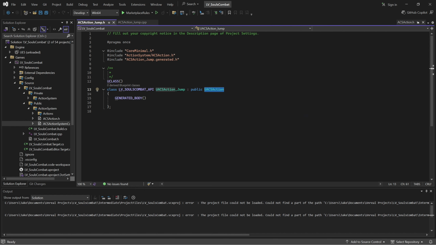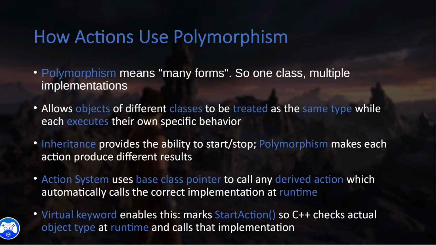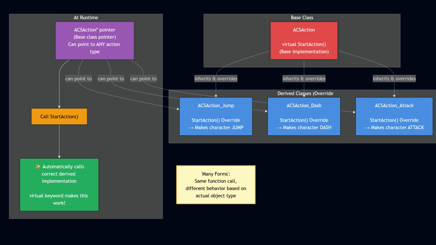Now that we've taken advantage of inheritance by creating our jump action, let's take advantage of another object-oriented concept known as polymorphism. But to do that, you must first understand what polymorphism is. Polymorphism means many forms, so one class, multiple implementations. Perfect for treating different object types uniformly while preserving their unique behaviors. This allows objects of different classes to be treated as the same type, while each executes their own specific behavior. In our case, inheritance allows each action to inherit the ability to start and stop, while polymorphism allows each type of action to produce different results depending on the action type.